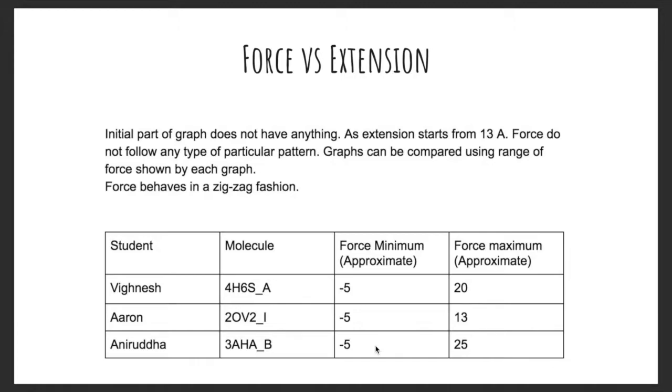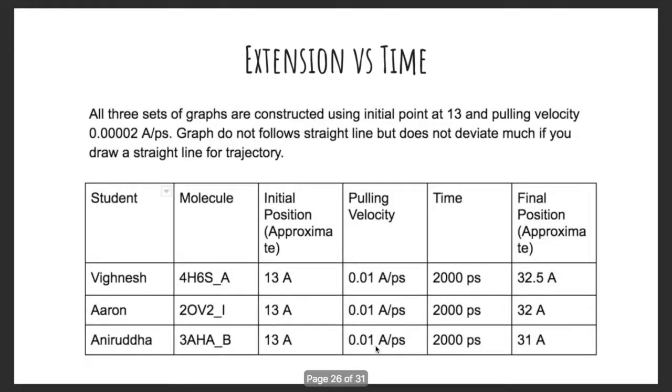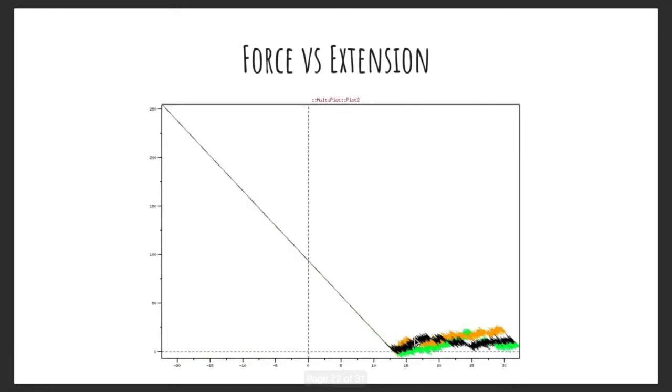Next, we go to the force versus the extension graph. The initial part of the graph does not really represent much, as the extension starts from 13 angstrom. This is where the graph truly begins. The force does not follow any particular pattern. Graphs can be compared using the range of force shown by each graph. Here, as we saw, the force behaves in a zigzag fashion. It's either below the axis or above the axis, but it's always in a zigzag fashion. It only starts somewhere at 13 angstrom, because until then almost no activity is taking place.